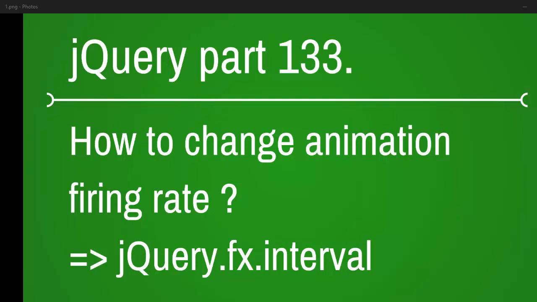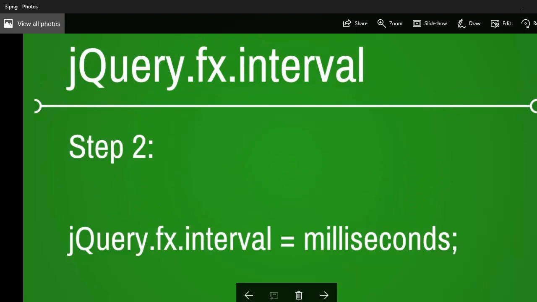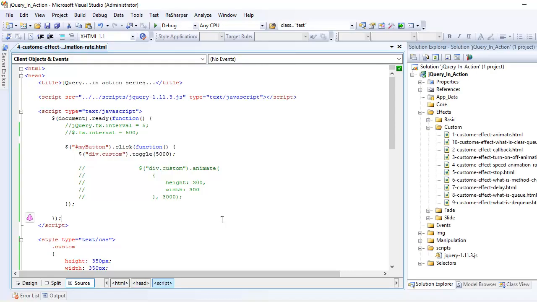There are two things we require here. The first thing is the animation code. This is the standard one, and I'm going to write the custom one as well. The second thing is the property which we need to set in milliseconds. So let's jump into the code and see what we can do.